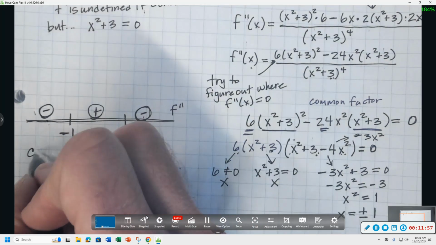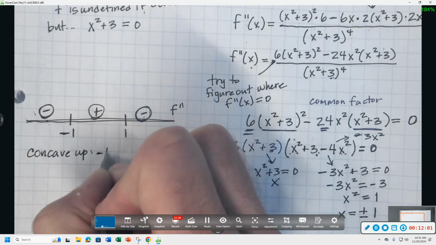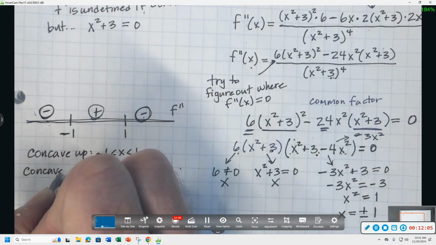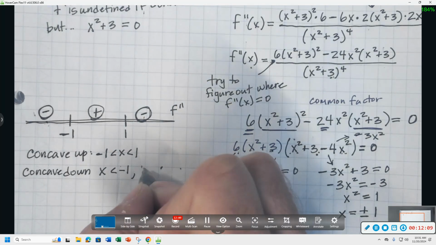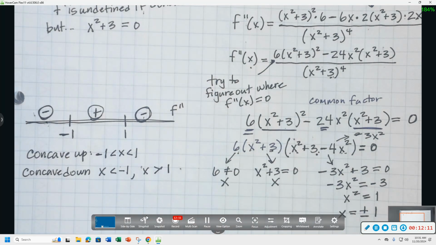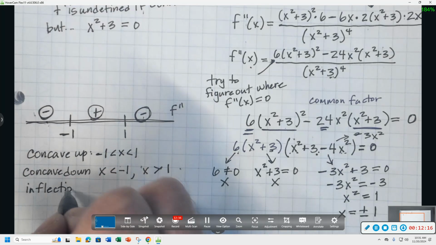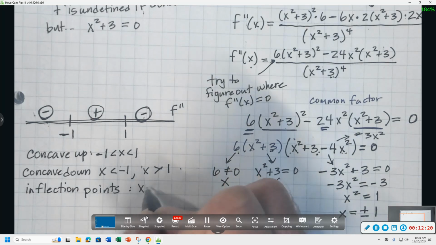Okay? This is telling me my graph is concave up from negative 1 to 1. It's telling me my graph is concave down when x is less than negative 1 and when x is greater than 1. And it's also telling me that I have inflection points at 1 and negative 1.